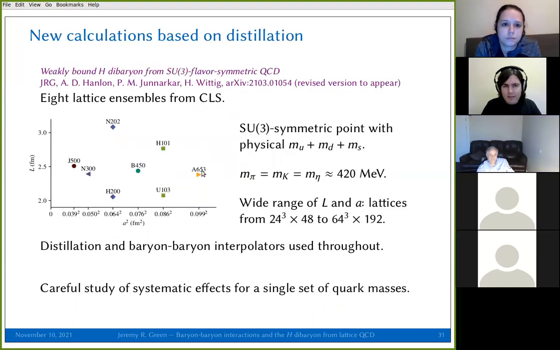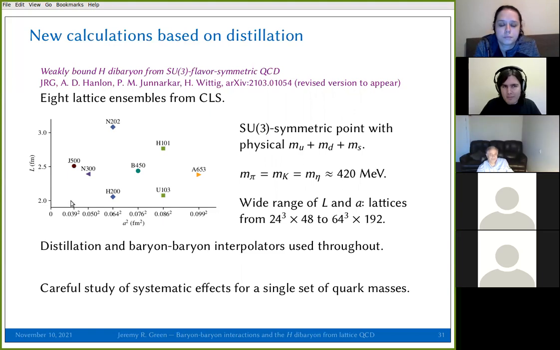So having established a good methodology, now we wanted to really tackle other systematics. So that was all done in a single ensemble. This is what I showed was a single ensemble. But now we really want to study these other systematics. And so we used 8 different ensembles, where here, this is different values of lattice spacing on the x-axis and different box sizes on the y-axis.